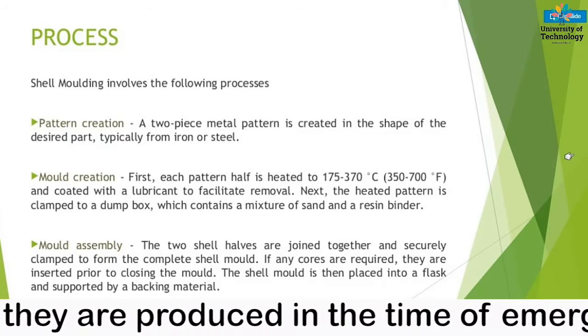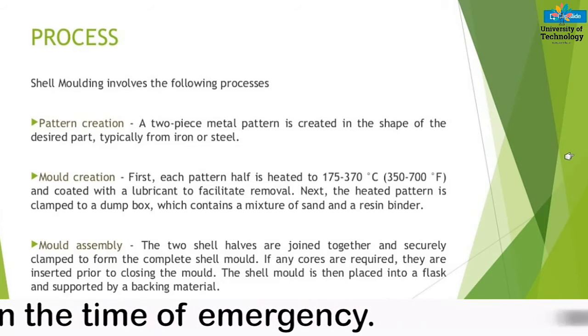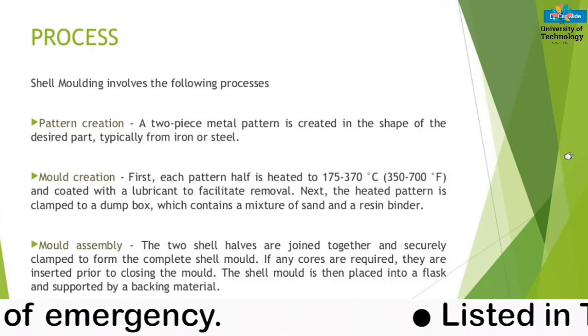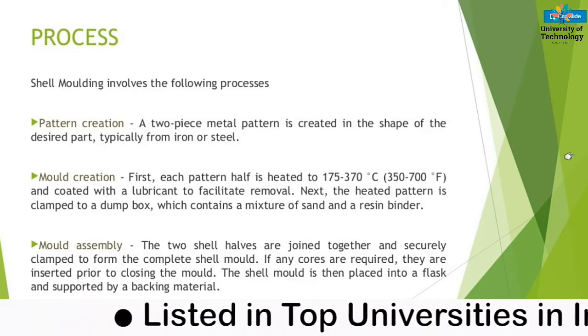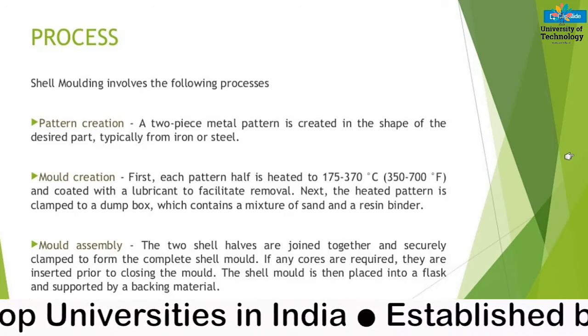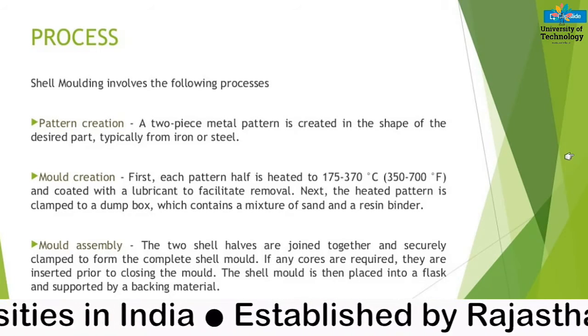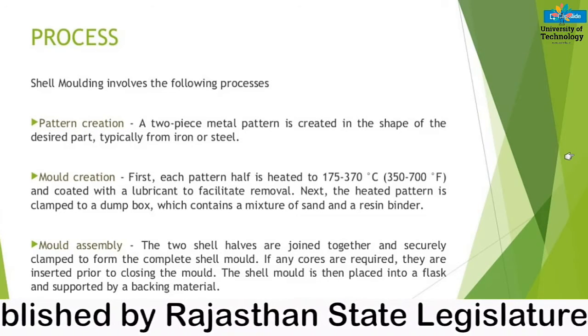Basic process of shell molding. Shell molding involves the following processes. The first one, pattern creation. A two-piece metal pattern is created in the shape of the desired part, typically from iron or steel. And the second one, mold creation.